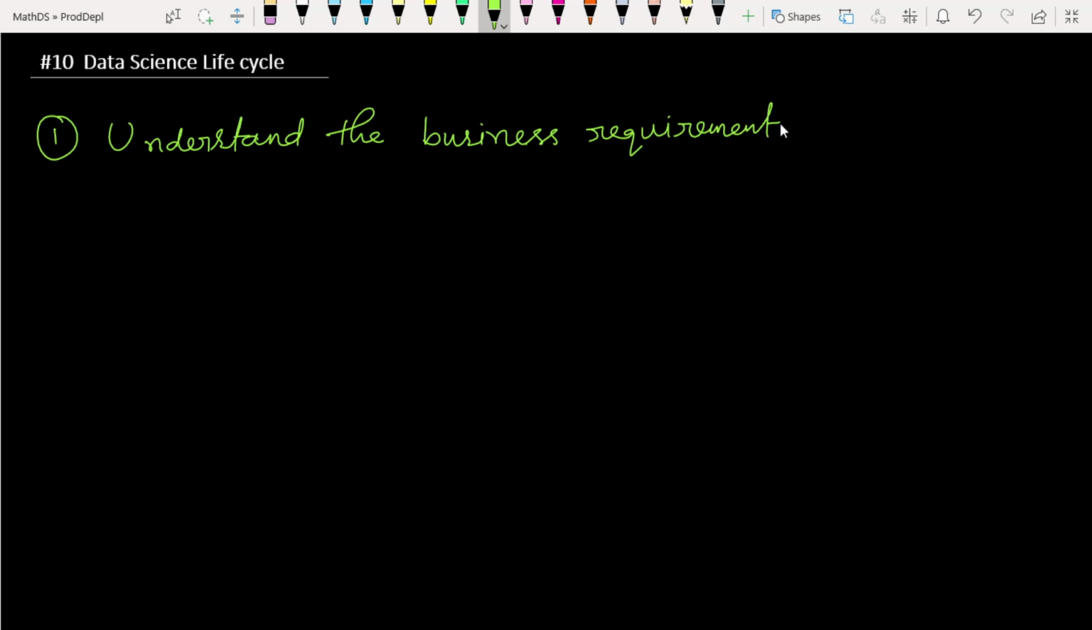We have to understand it very clearly. Understanding means I'm talking about what is the problem that we have to solve. So first is defining the problem.